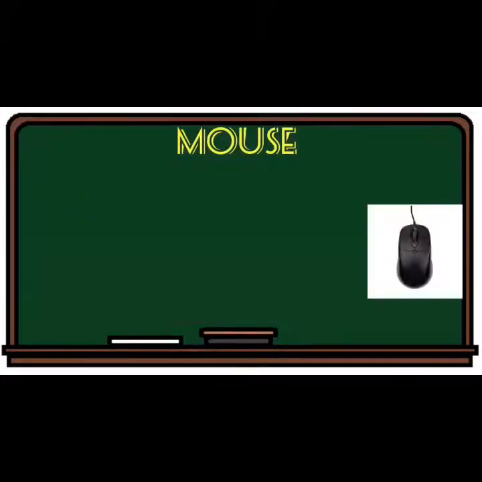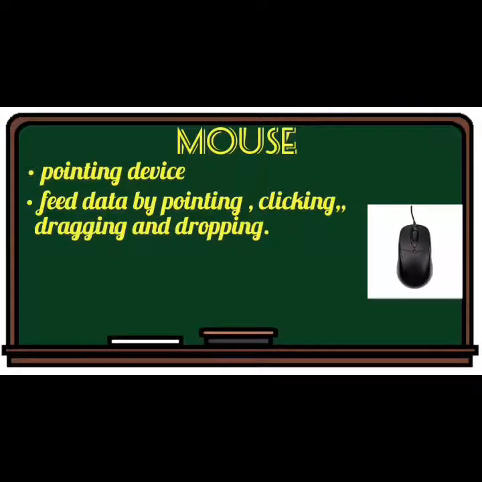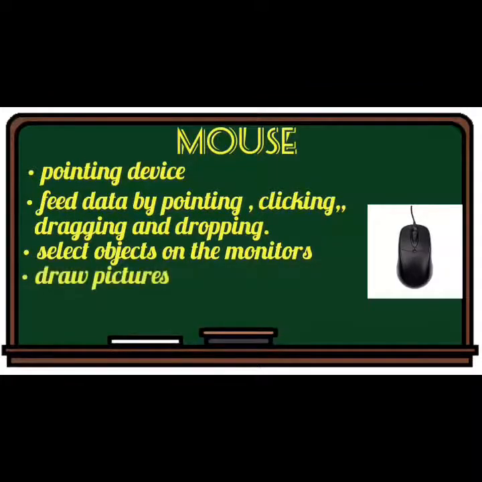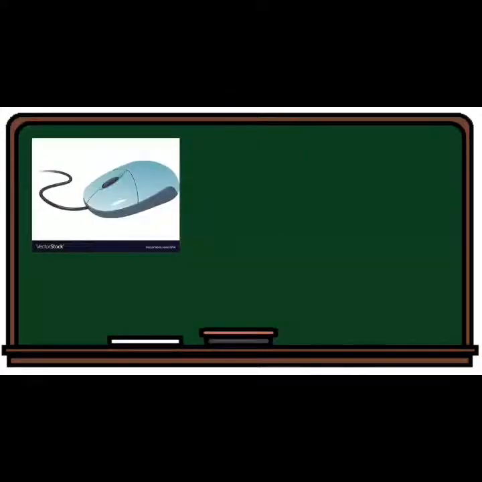Next is mouse. Everyone knows how a mouse looks like, right? What is the use of mouse? It will point to something which is on the monitor. How can we feed the data? By pointing, clicking, dragging or dropping. You might have learned this term last year. We can select the objects on the monitor as well as we can draw pictures using mouse.